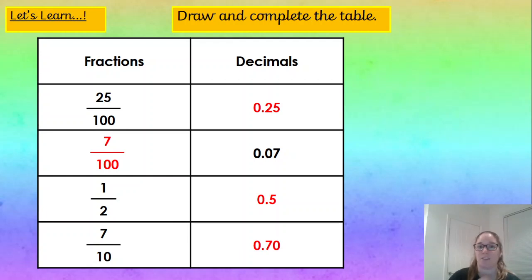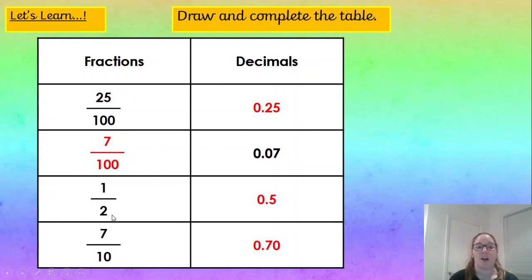Here we go, I've got the answers for you, so you don't even have to look at the answers on the resources. So we've got 25/100ths is the same or equal to 0.25. It's also equivalent to 1/4. We've got 7/100ths, so that's 0.07. Okay, if it was 70/100ths, it would be 0.7.